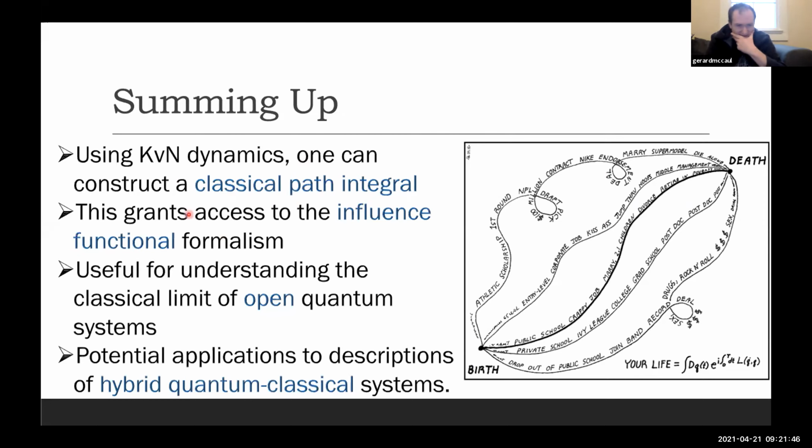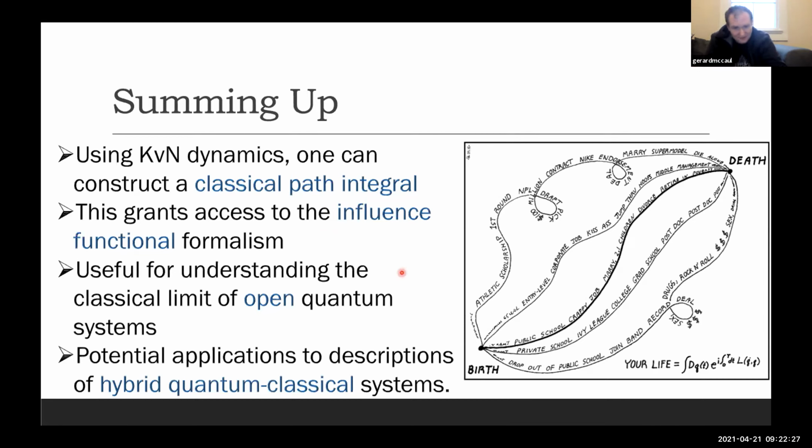But I'll spend the last few minutes talking about some of the potential uses of classical influence functionals. As we saw, it's relatively easy to construct a classical path integral. This is an example of a classical path integral of, you know, someone's life. Once you've got a classical path integral, you can import the influence functional formalism, which allows one to exactly trace out the influence of an environment on an open system and express that in some way, either as a path integral, or with the Hubbard-Stratonovich transformation, you can get out a stochastic equation of motion.